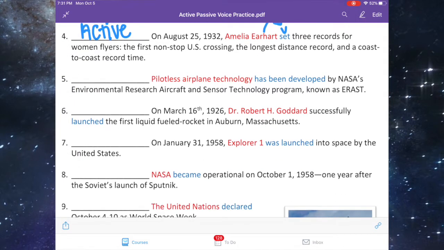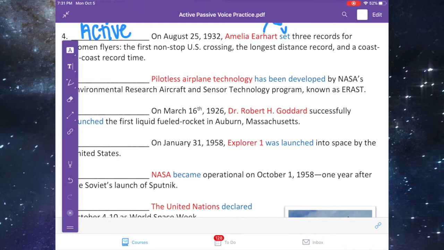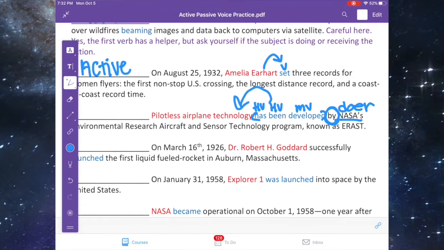Next, number five, pilotless airplane technology has been developed by NASA's Environmental Research Aircraft and Sensor Technology Program, known as ARAST. Let's take a look. Lots of things happening. We have helping verb, main verb. We have a verb phrase here, a combination. We see that keyword by NASA. This is our doer. Here, the airplane technology isn't developing anything. It's being developed. It's receiving the action by NASA. So since we have a combination of verbs, we have a doer at the end, and the subject is receiving the action, this is an example of a passive voice sentence.